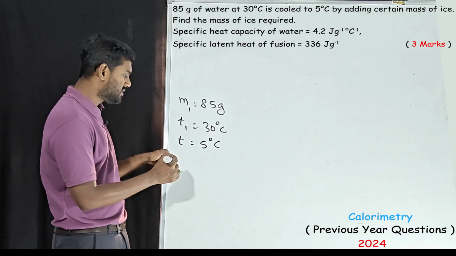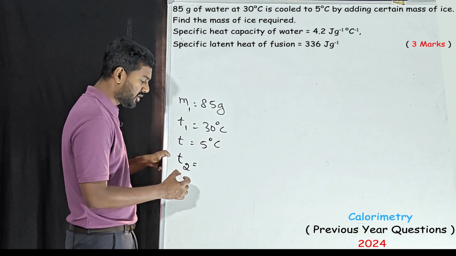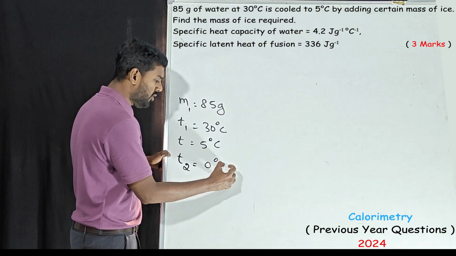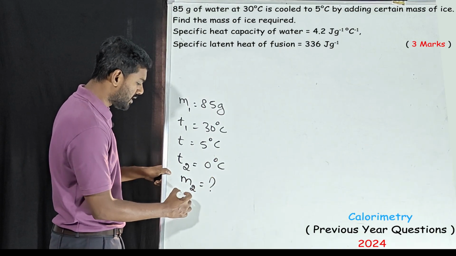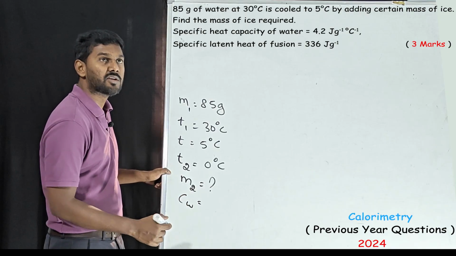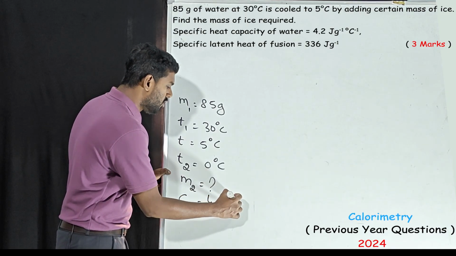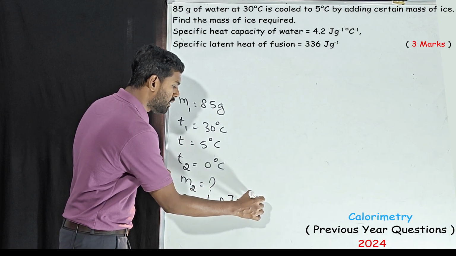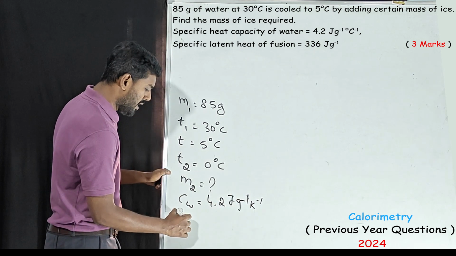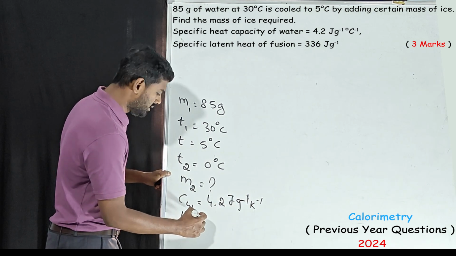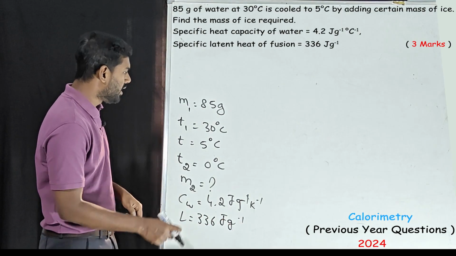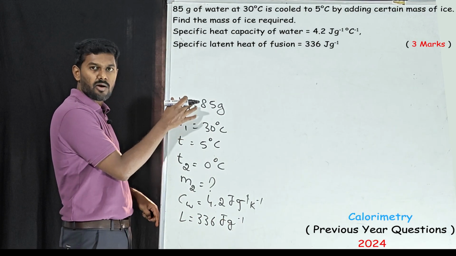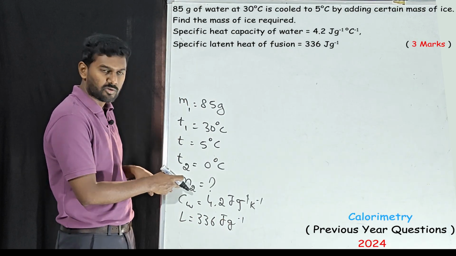We are adding ice. So ice is the object 2. Its temperature is 0 degrees Celsius and we have to find M2. That is the question mark. CW is given as 4.2 joules per gram per Kelvin. Then L is given as 336 joules per gram.